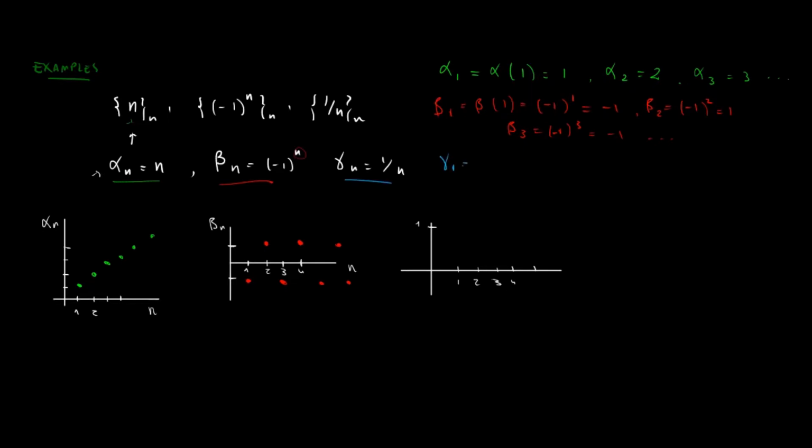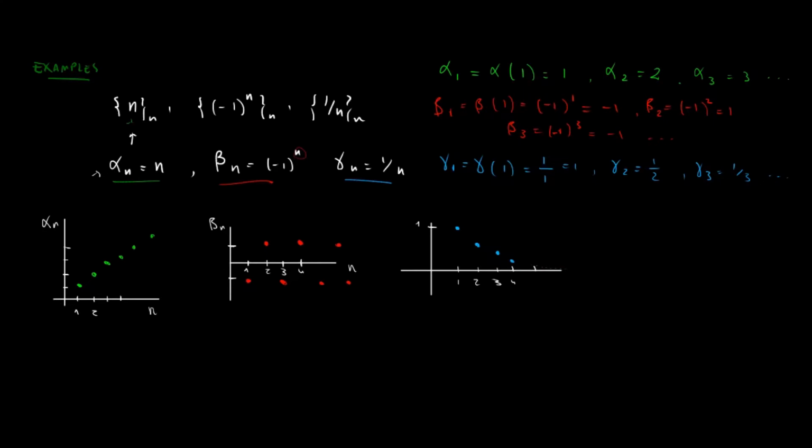Gamma of 1 is gamma evaluated in 1, and that is using n equals 1, so it's going to be 1 over 1, which equals 1. Gamma of 2 is going to be 1 over 2. Gamma of 3 is going to be 1/3, and so on. So what's happening here is, in 1, gamma was 1. In 2, it was 1/2. Then it was 1/3. Then it's going to be 1 over 4, and so on. It's always getting closer to 0.